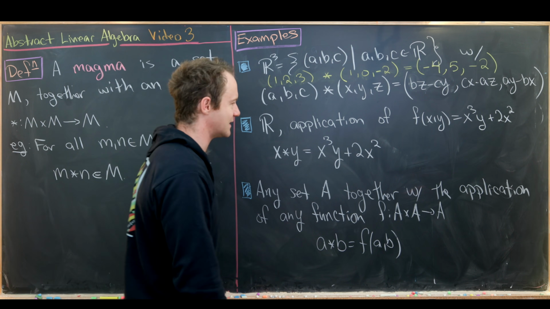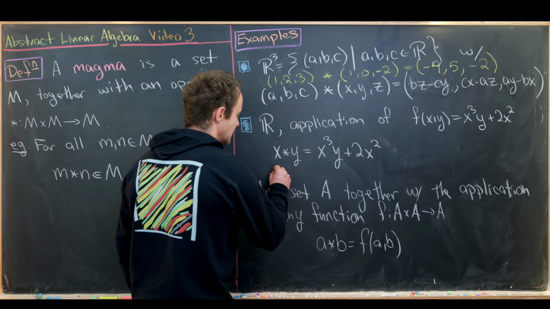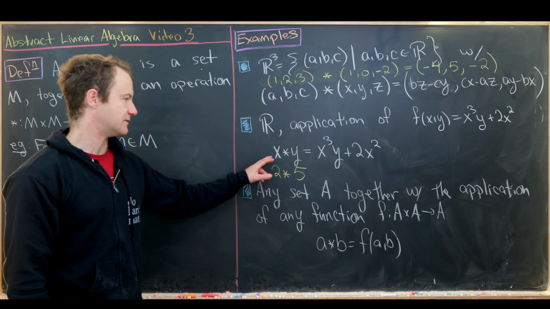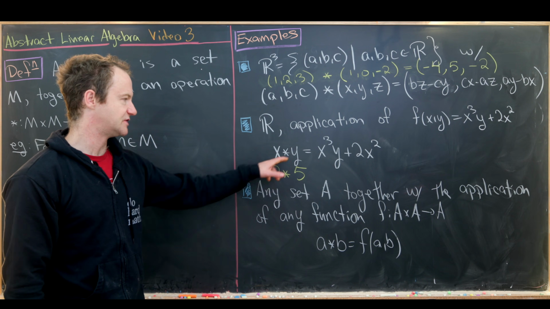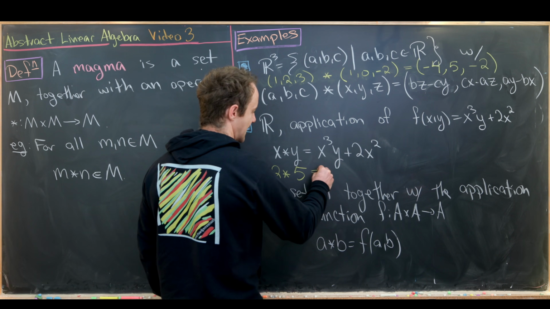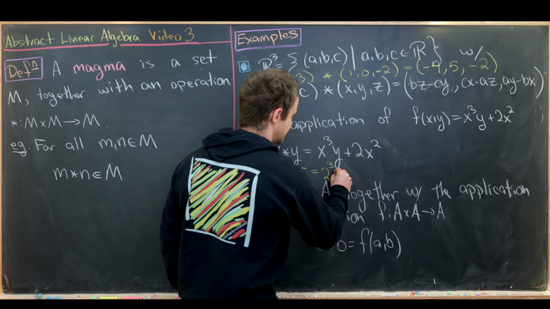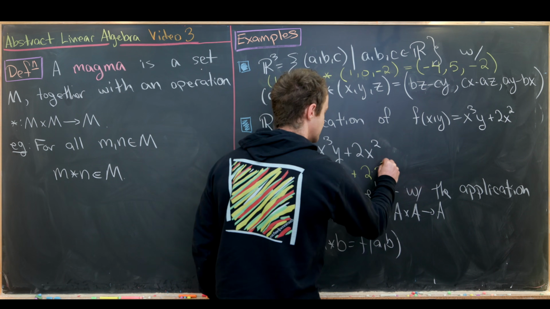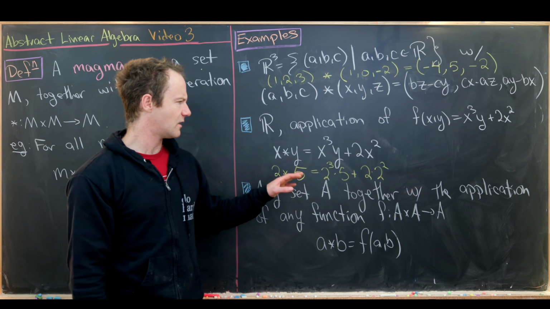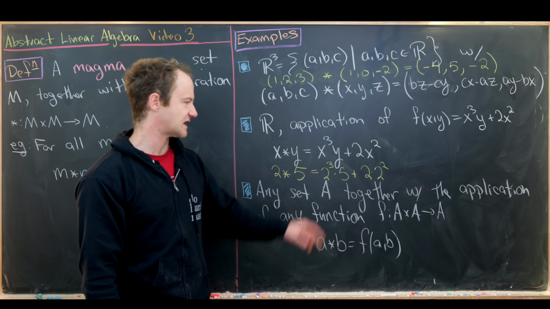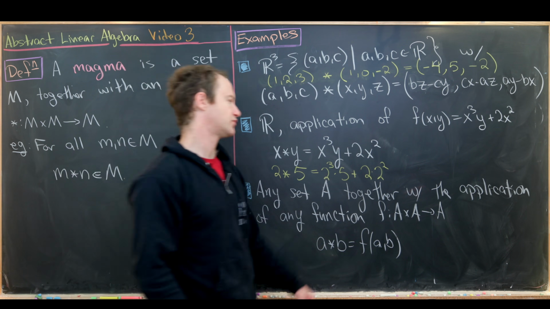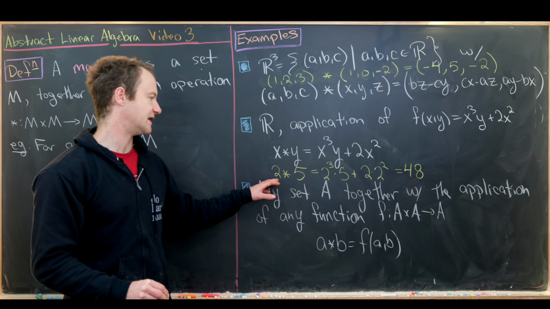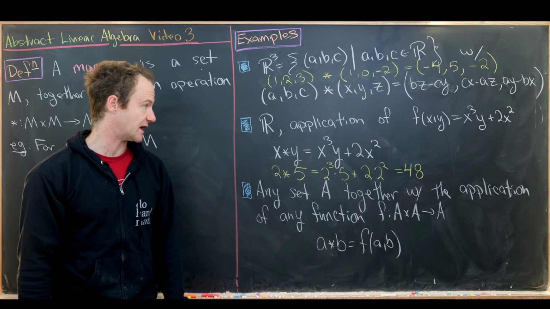Okay, well, we can do an example here as well if we wanted to. Let's maybe do 2 star 5. So that means the role of x is being played by 2 and the role of y is being played by 5. So that's going to give us 2 cubed times 5 plus 2 times 2 squared. Well, that's pretty easy to calculate. We have 8 times 5, which is 40, and then plus another 8, so this will be 48. So here we've combined 2 and 5 to give us 48.